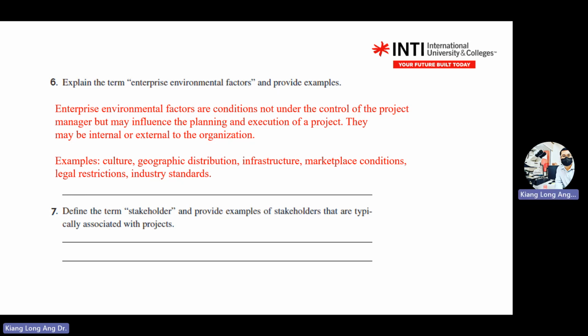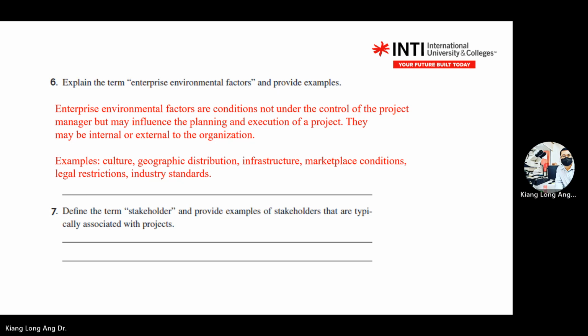Okay, so it can be internal and external. So this business environment factor or enterprise environment factor can be two types. One is within the company. In this case, an example of that environment is the culture inside the company. Outside the company is, for example, the marketplace condition, the government rules and regulation, industrial standard. This one is outside the company.